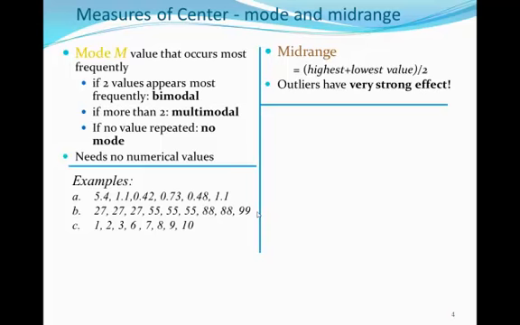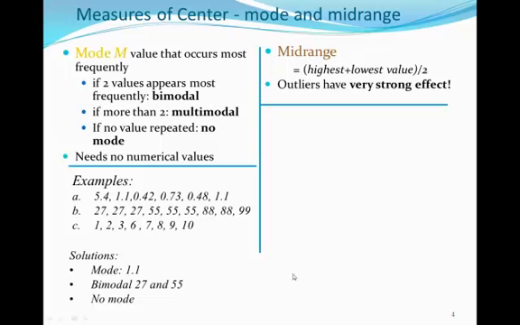Let's look at these examples. Example A: we have 5.4, 1.1, 0.42, 0.73, 0.48, 1.1. Here 1.1 appears twice, so that is our mode. Example B: we have 27, 27, 27, 55, 55, 55, 88, 88, and 99. Both 27 and 55 appear 3 times, so we call that bimodal, 27 and 55. Example C: we have 1, 2, 3, 6, 7, 8, 9, 10. None of the numbers appears more than once, so we call that no mode.